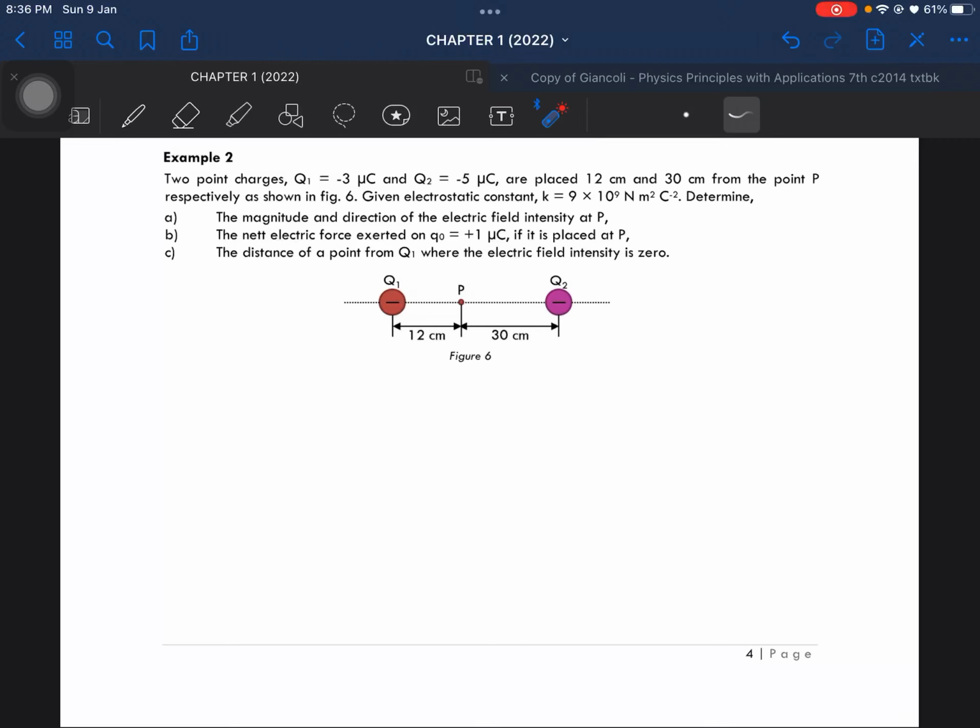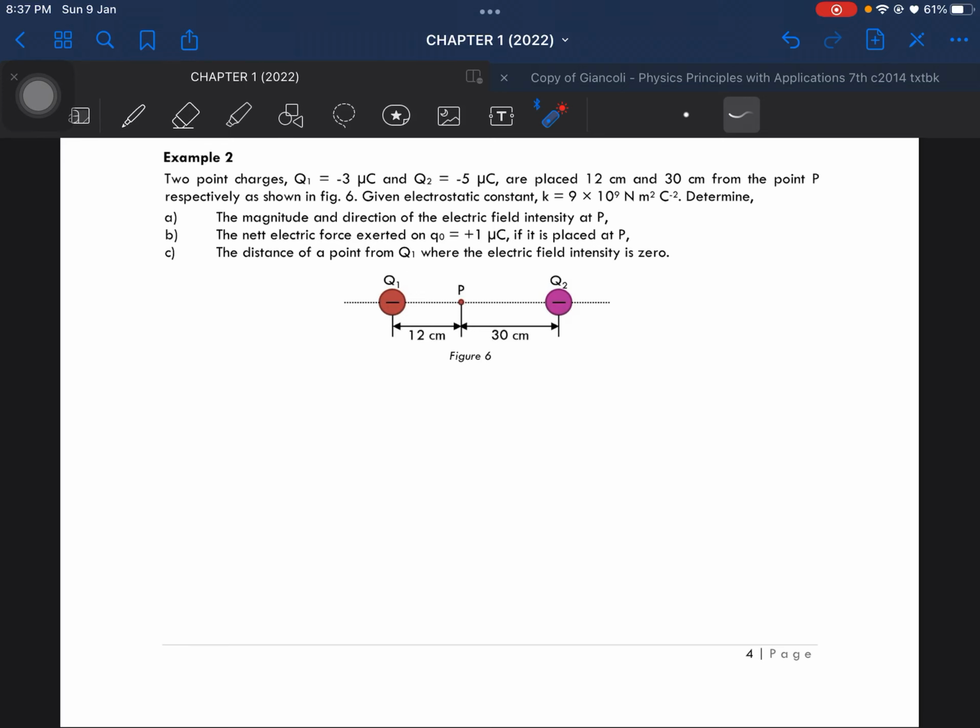Okay, example 2. Two point charges, -3 and -5, are placed 12 centimeters and 30 centimeters from point P here. Determine the magnitude and direction of the electric field intensity at point P.